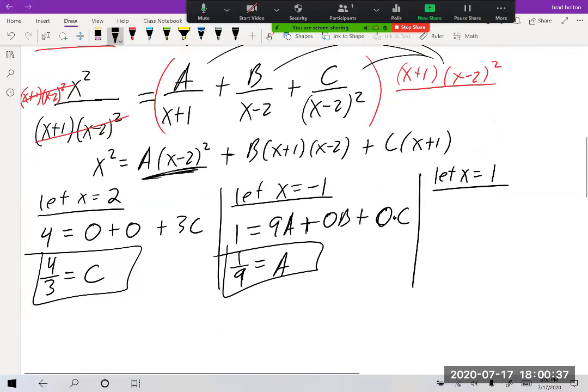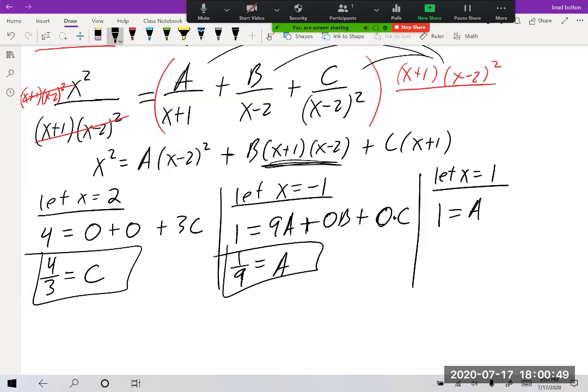If I let x equal 1, then this will be 1 squared, which is 1. And if I plug 1 into here, this will become 1 minus 2, which is -1. -1 squared becomes a. If I plug 1 into here, this becomes 1 plus 1 is 2 times -1, which would be -2, so this will be minus 2b. And then if I plug 1 in here, I get plus 2c. Now that might look terrible, but we actually know a and c. So we're going to say that this is a, which is 1/9, minus 2b, and then c is plus 4/3.